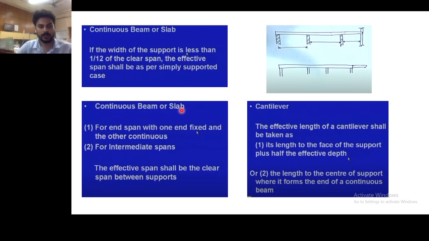For the continuous beam or slab, for the end span with one end fixed and the other continuous, or for the intermediate support span, the effective span shall be the clear span between supports. For the intermediate span, and for the end span with one end fixed and the other continuous, there also the effective span shall be the clear span between supports.